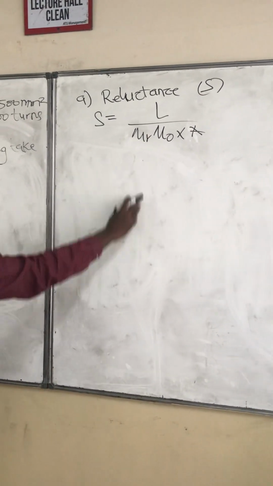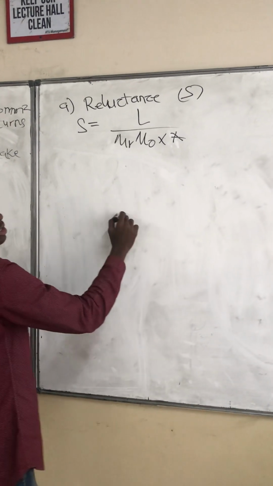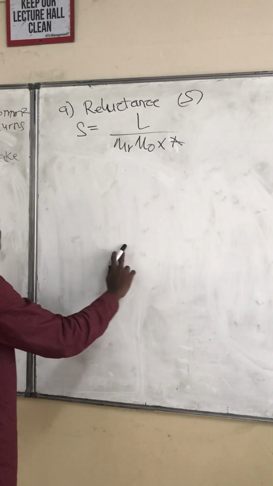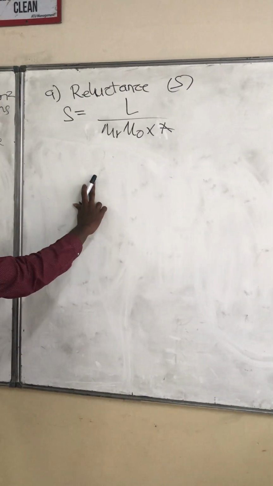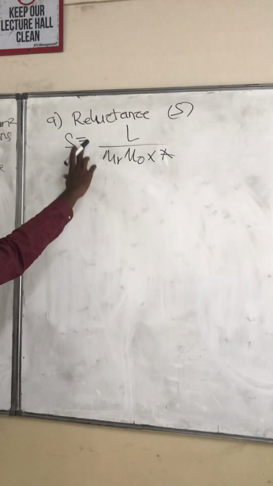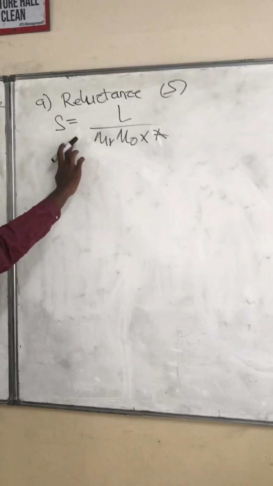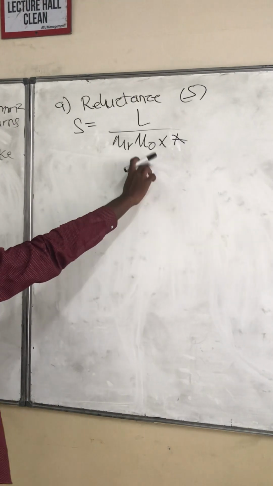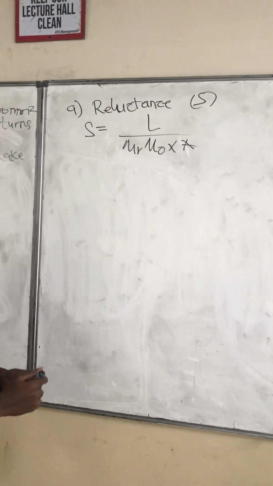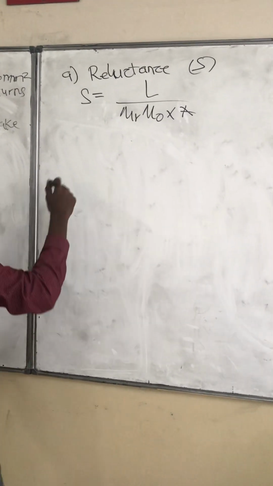We also know reluctance to be flux all over the magnetic field strength. But that one is another formula. So we are going to have this one. Reluctance equals to length all over relative permeability times permeability of free space times the area. So let's input our values through the data there.